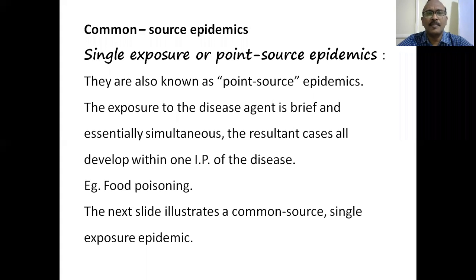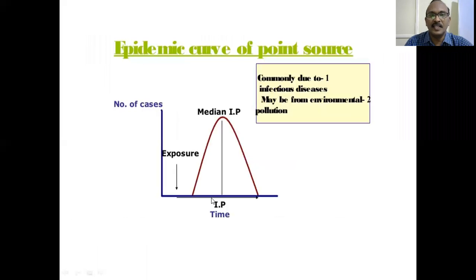In this case, all the people are exposed to the particular incriminating agent. For example, food poisoning in a hostel. All the students residing in the hostel who partake of the food at the same time are exposed to the food poisoning. The next slide illustrates a common source single exposure epidemic. Here we see the exposure to an infectious agent, say food poisoning, and the resulting cases. See the rise of cases in a small period of time.